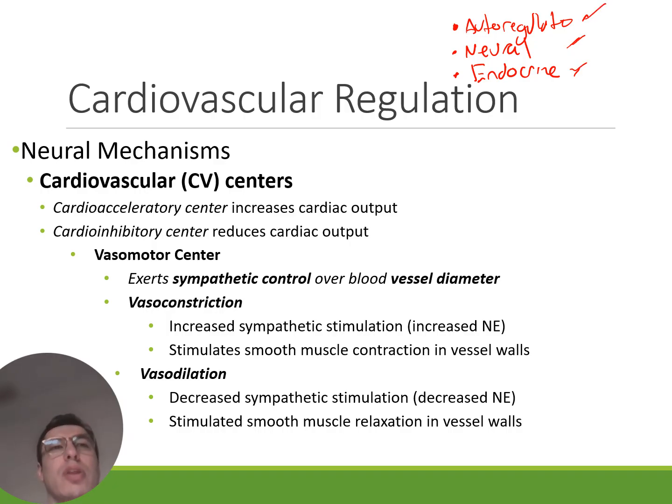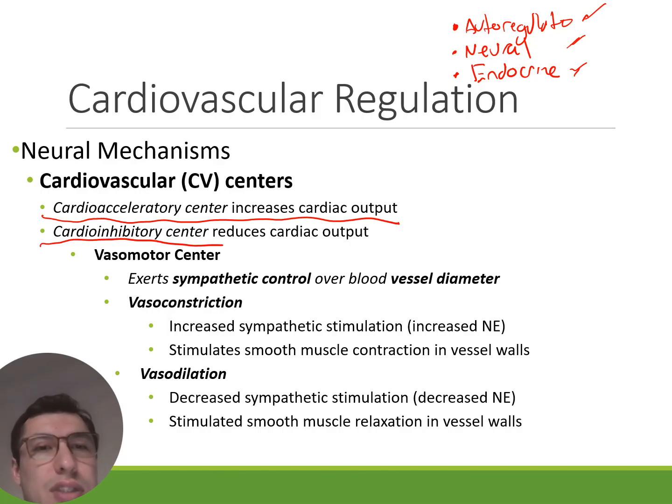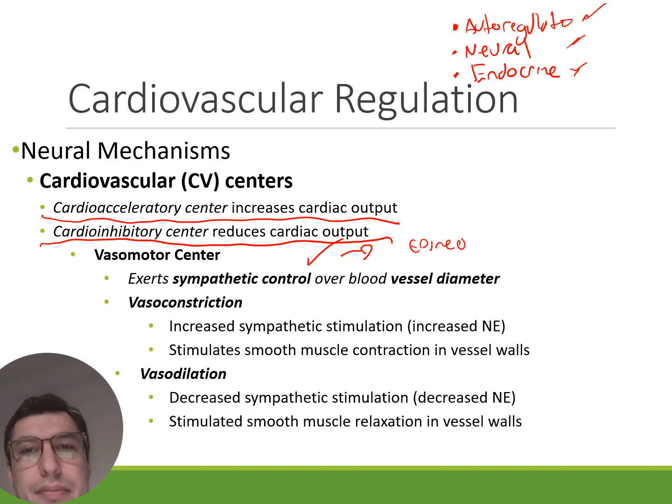Now we're going to move on to the neural mechanisms as to how it is that we control the cardiovascular center. So remember that we have the cardioacceleratory center to increase cardiac output and the cardioinhibitory center that reduces cardiac output. The vasomotor center within the brain will exert sympathetic control, and that is with an increase on epinephrine, and that is short for epi, all right, over those vessels to change blood vessel diameter.